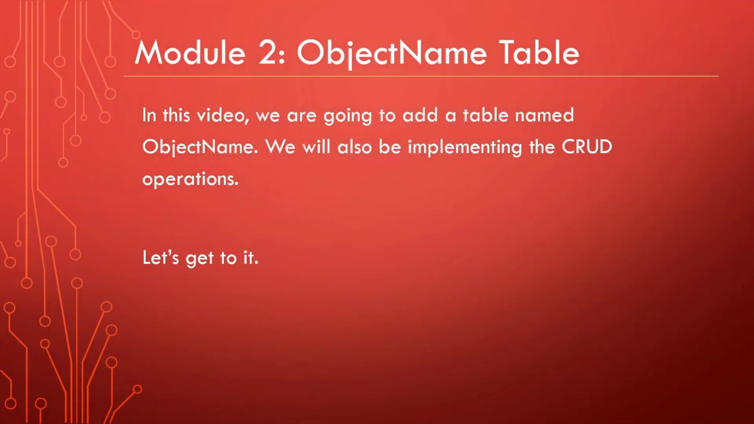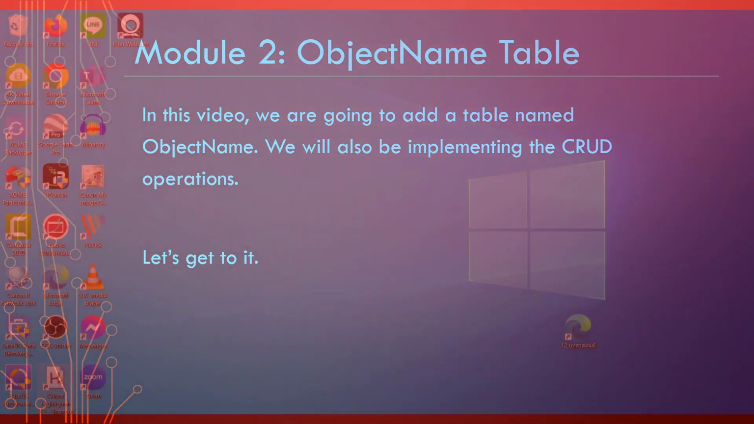In this video, we are going to be doing exactly the same thing as the previous video, except we're going to be creating a table for object name, and this table will hold the form and the report information. So let's go to it and let's start working.